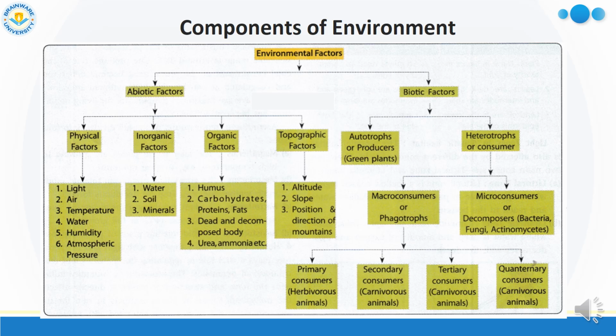Now the macro consumers are categorized as primary consumers who are known as herbivores, secondary consumers that means carnivores, and tertiary consumers who are also known as carnivores, and quaternary consumers.